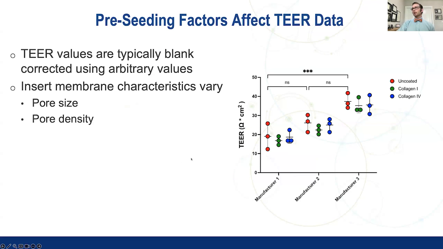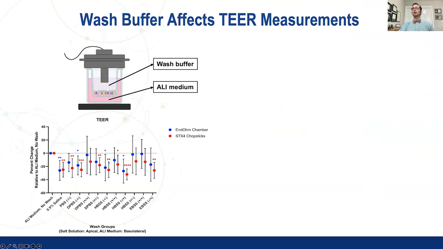Also, there are preceding considerations, before you even put the cells in place, that you should think about, such as, does the manufacturer of the insert affect the resistance of the insert? The answer there is sometimes yes and sometimes no. These are looking at 3 manufacturers in red. We've got a significant difference between 2 of them, but not a different 2. And in cases like ALI culture, you typically coat your inserts, but that doesn't seem to affect the TEER. The effect of manufacturer can be just due to pore size or pore density. Again, not right or wrong, it's just different, and we need to understand that.